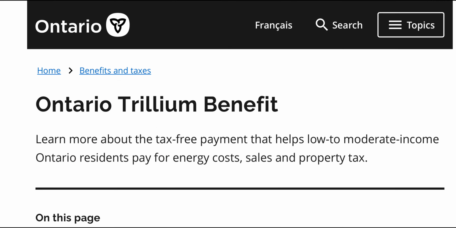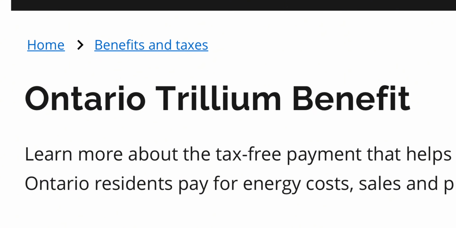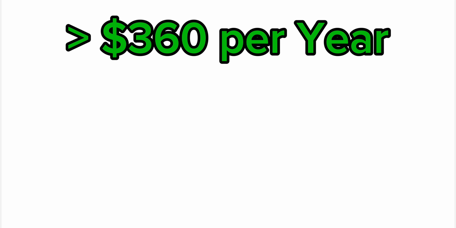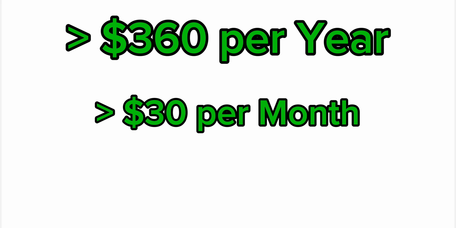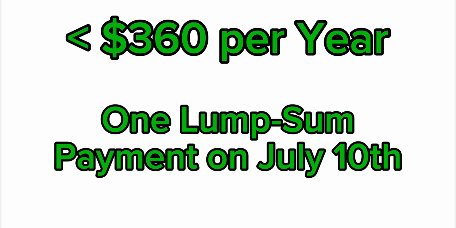In short, the Ontario Energy and Property Tax Credit is one of the three components that make up the Ontario Trillium Benefit. If your annual entitlement is more than $360, you will get it as a monthly payment on the 10th of each month. If it's less than $360, you will get one lump sum payment in July.